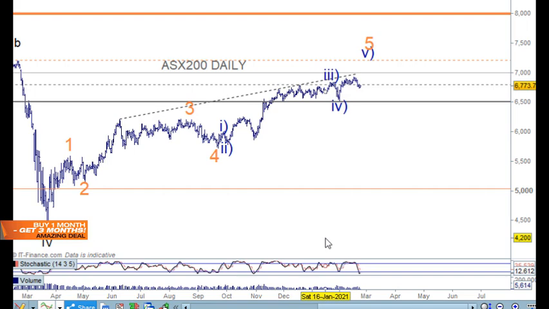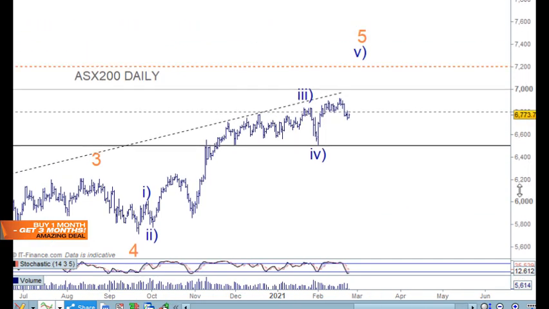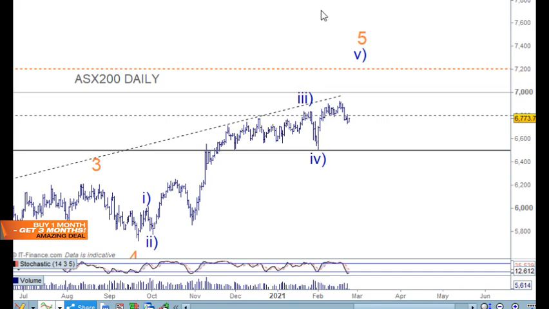Welcome to Trading Lounge and the Australian report for the 23rd of February. On the daily chart here, from the low we're looking at wave 1, 2, 3, 4 and going up for wave 5. The situation here is that it is plausible and possible to put wave 5 on the top here and have a top in place, right?